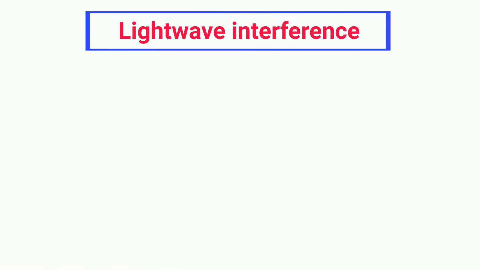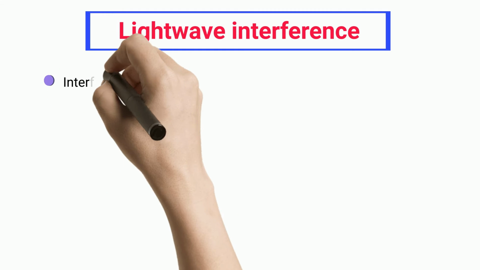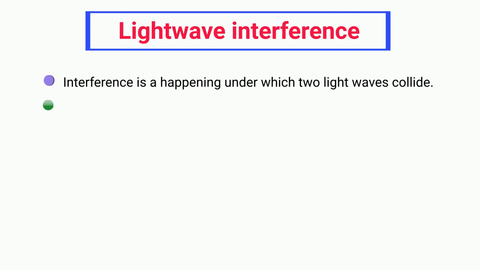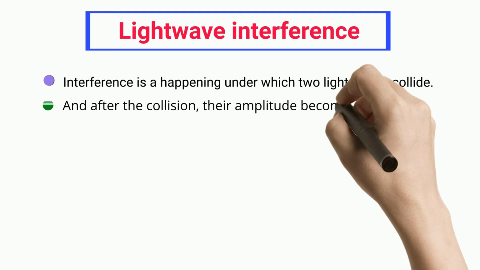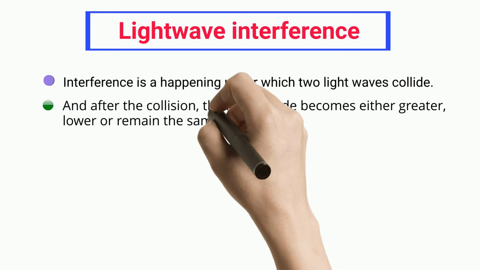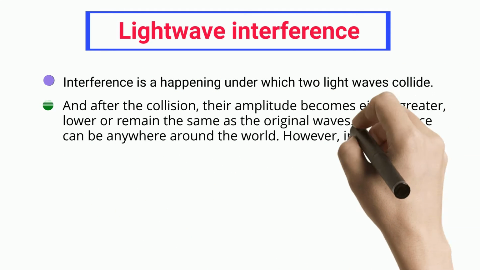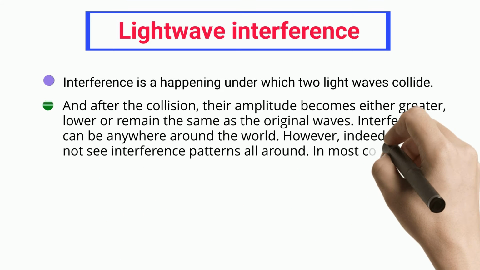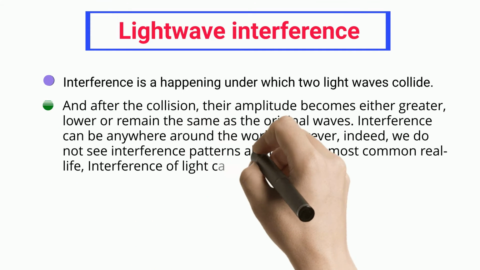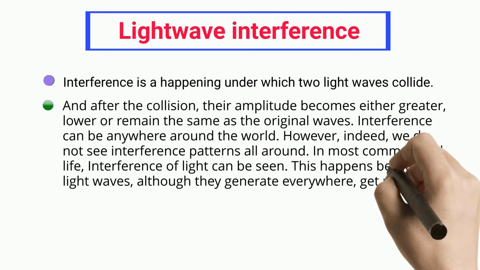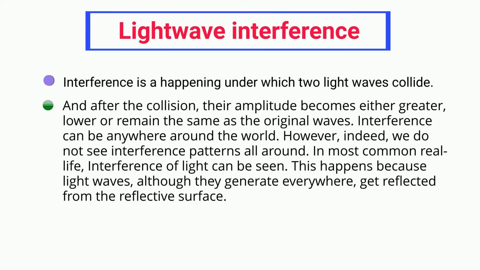Light wave interference. Interference is a happening under which two light waves collide, and after the collision, their amplitude becomes either greater, lower, or remains the same as the original waves. Interference can be anywhere around the world. However, indeed, we do not see interference patterns all around. In real life, interference of light can be seen.